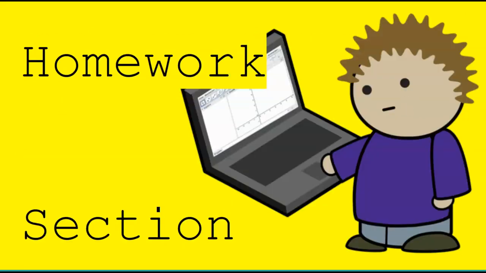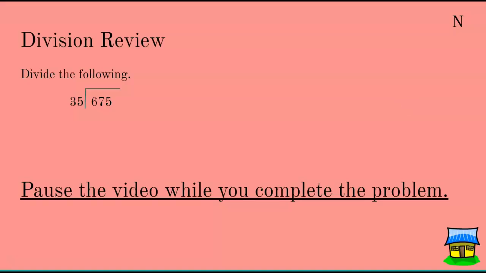This is your homework section. This is what you are responsible for completing by the time you get to class the next time. So here you go. In your paper journal, I want you to go ahead and divide out how many times does 35 go into 675. Feel free to pause the video while you complete the problem, and when you're done, push play to continue.